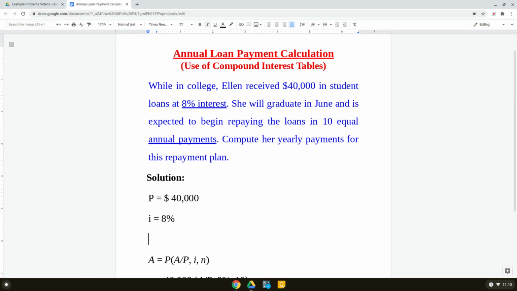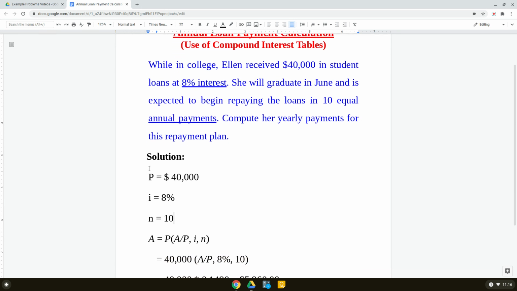And the last thing that is given to us is the number of pay periods, or number of payments that Ellen is going to make. So that is N. Once again, N can be number of years, number of months, number of weeks, depending on the context of the problem. In this case, N is equal to 10 years or 10 payments, right? So 10.